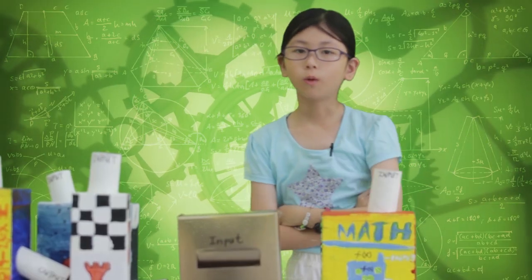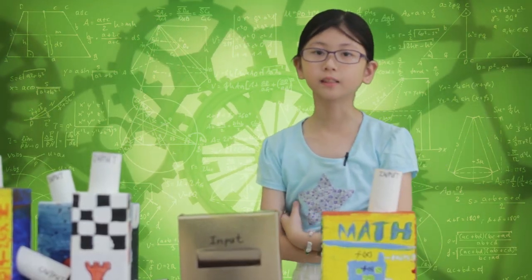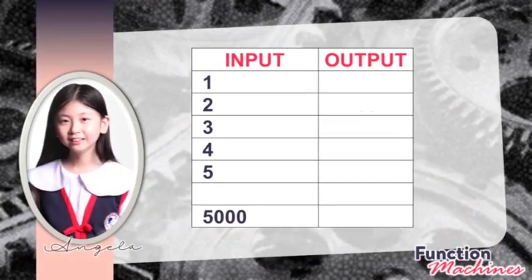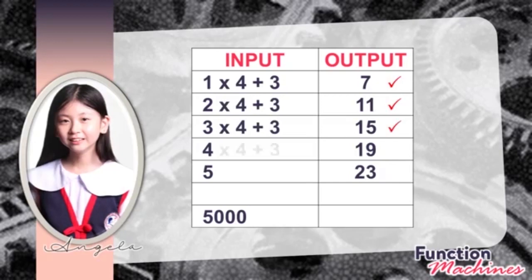One day in school, our math teacher wrote these numbers on the board: 7, 11, 15, 19, 23, and told us to find the 5000th number. I drew this function table to help me like a function machine. Because there was a difference of 4 between each output number, I knew that there had to be a times 4 in the function machine. 1 times 4 equals 4, but the output was 7, so all I had to do was add 3 to the function machine. When I checked all the other numbers, the function machine worked perfectly.